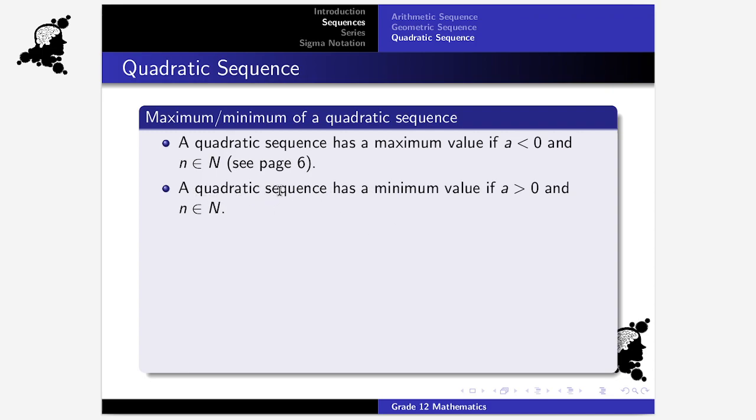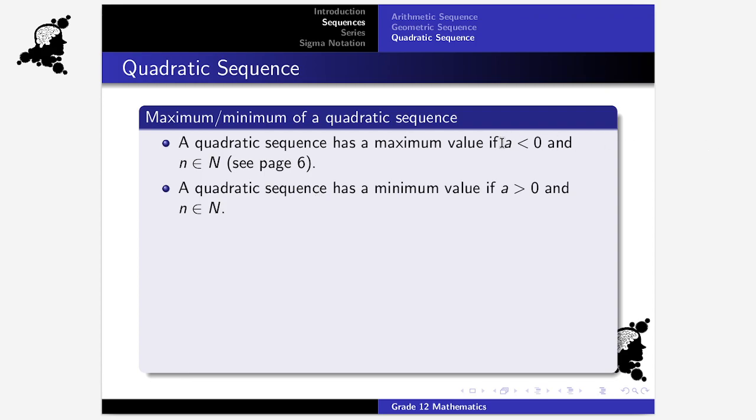A quadratic pattern has a minimum value if a is positive and n is an element of natural numbers. So once again, if the value of a is positive, we have a minimum value. I know it seems like it's slightly switched around, but this is how you can think of it in terms of functions.